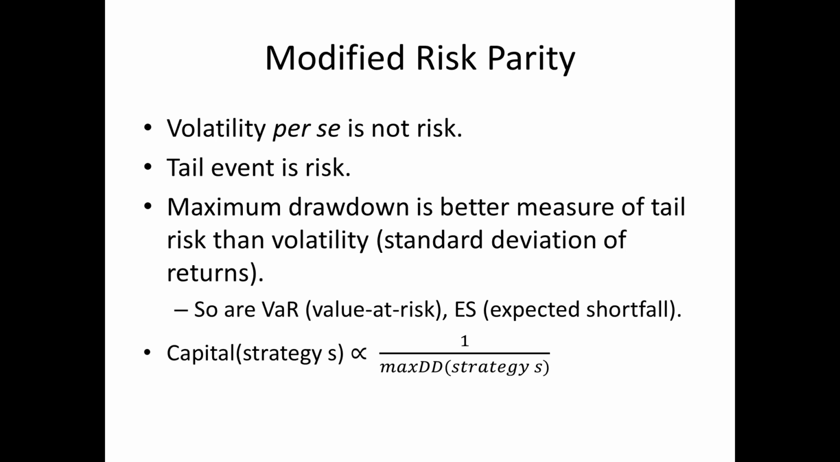And so I personally prefer a kind of modified risk parity where the capital allocated to each strategy is not inversely proportional to its volatility, but inversely proportional to its maximum drawdown. So that's my takeaway for today. In the face of all kinds of different pitfalls, it just distilled to this one last statement.